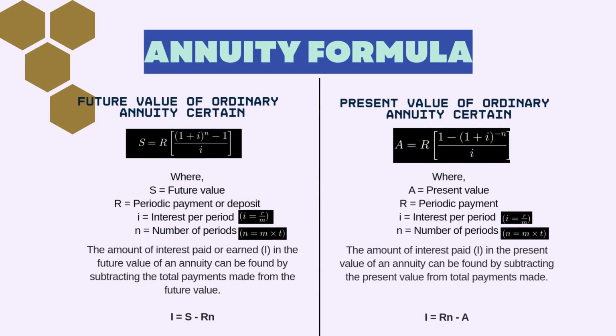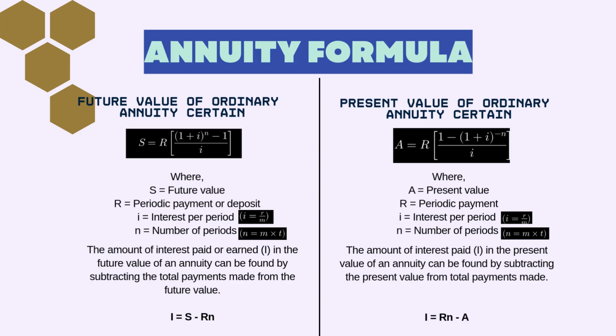Future value of ordinary annuity. This formula is used to calculate the total amount of money in the future when equal payments are made at regular time intervals. The formula is S equals R times open bracket 1 plus i to the power of n minus 1 close bracket divided by i, where S is future value, R is regular payment or deposit, i is interest rate per period, and n is number of payment periods.